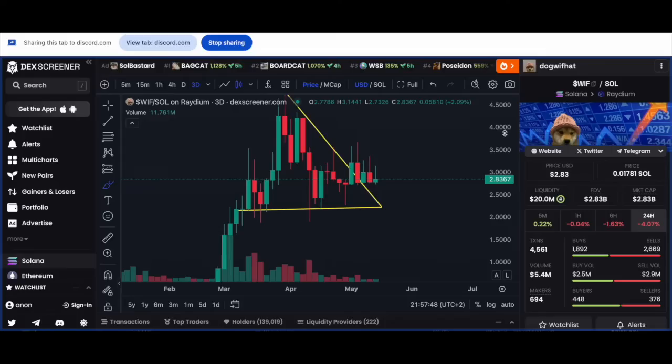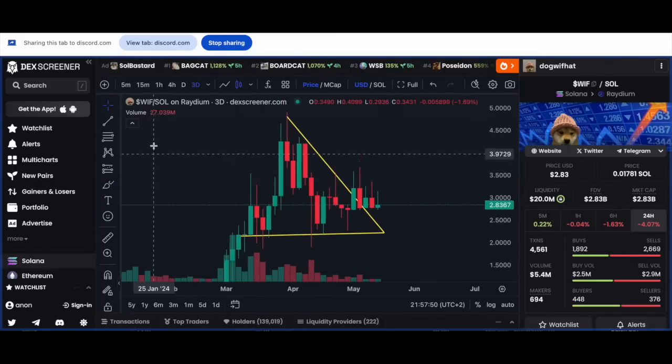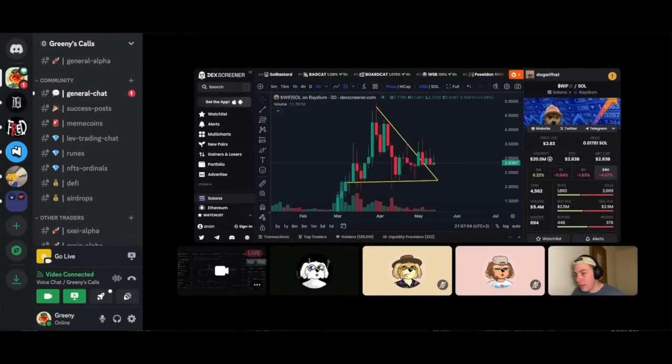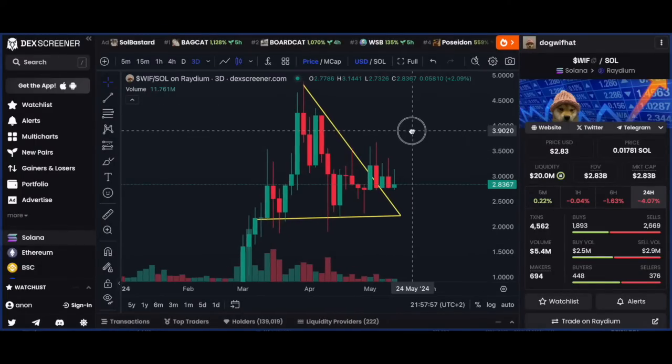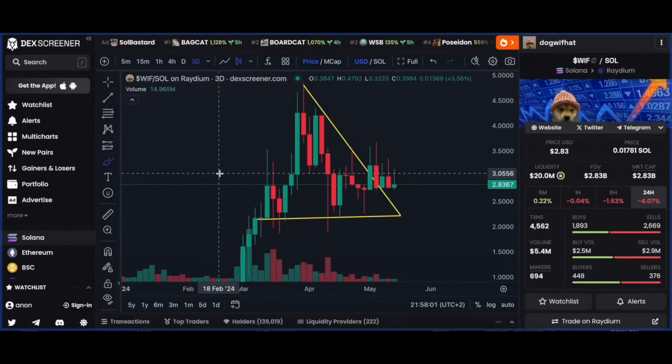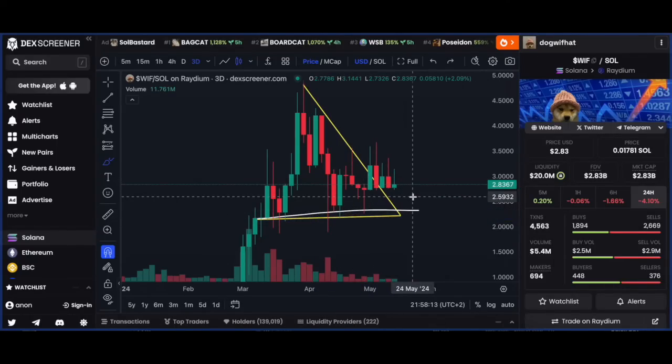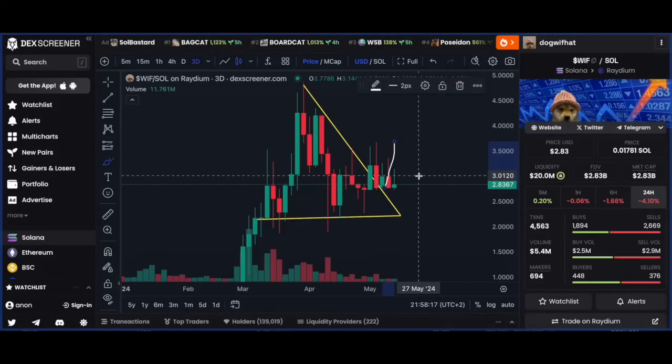Ideally, what you would like to see, so this pattern here, I'll just check that it's working. Yep, great. So this pattern here, its probability is not as bullish as the one that we saw in Monk. Okay, we've got obviously higher lows. A lot of wicks show me that there are a lot of people buying WIF down here, which does show me bullish strength.